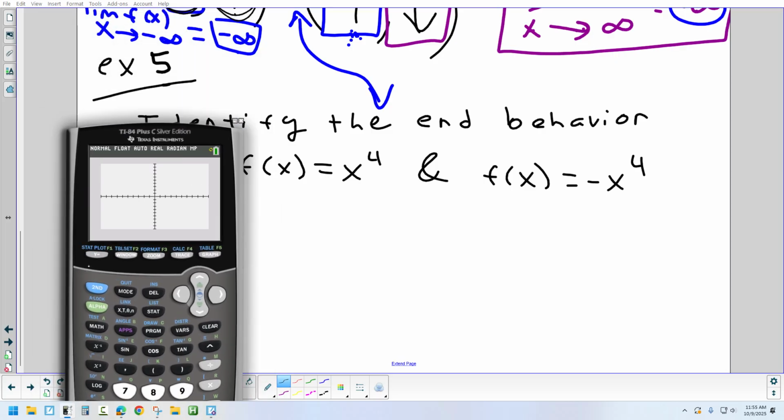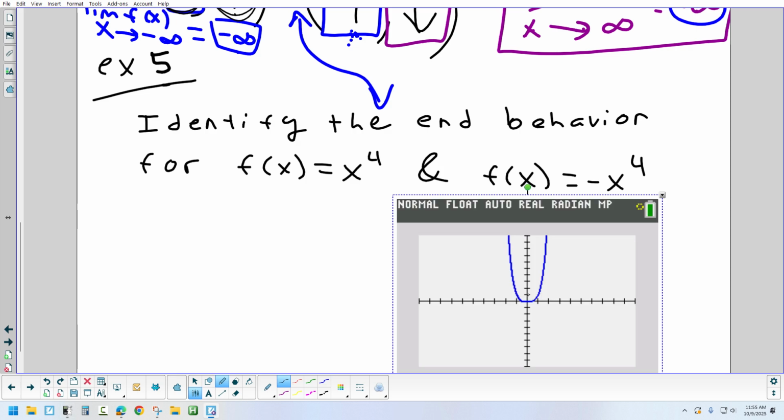So we can graph it. We get a picture of it. There's our picture. I'm not going to do it with limit. I just want to do the arrows because of time right now. What's happening as you head to the left? It goes up. What happens as you head to the right? It goes up.